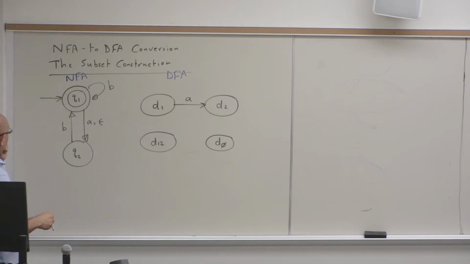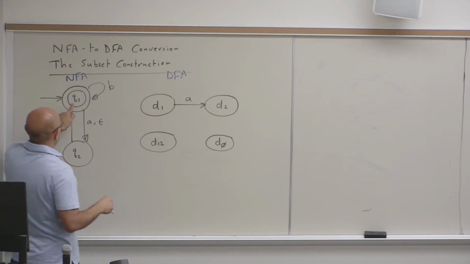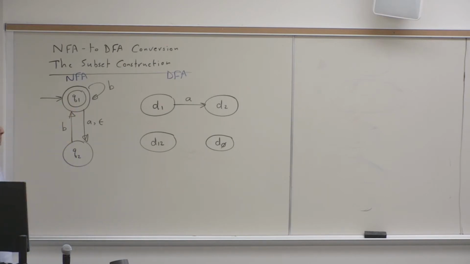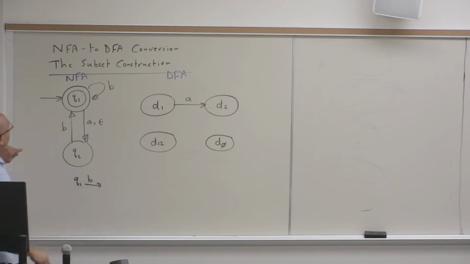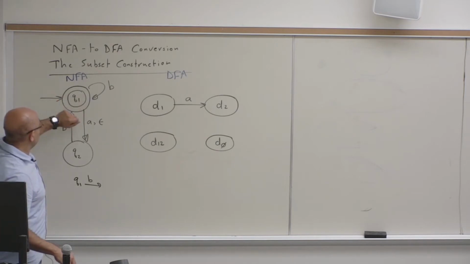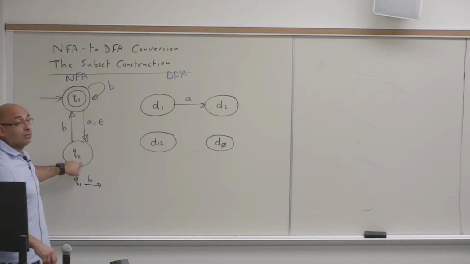Simple. Now, if you are in Q1 and you get a B, where do you go? Stay there. So, yeah. No, not stay there. You have another option. If you are in Q1 and you get a B, you can go to the null. You can either stay in Q1, or you can go to Q1 but use the epsilon transition to go to Q2.